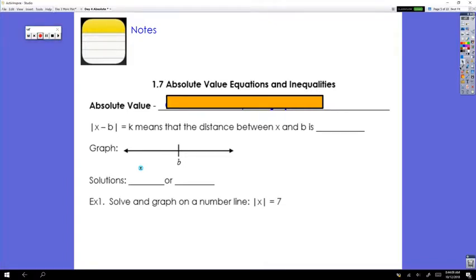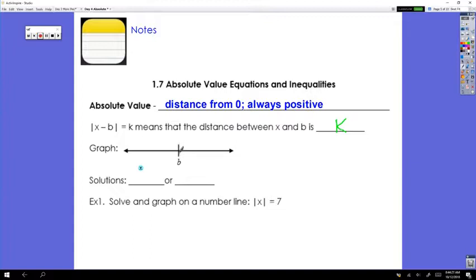Today we're going to be talking about absolute value equations and inequalities. An absolute value is the distance from 0 and it's always positive. The absolute value of x minus b equals k means that the distance between x and b is k.